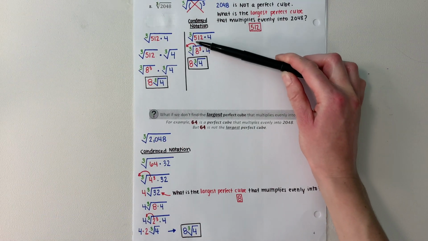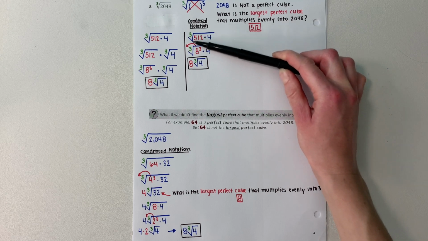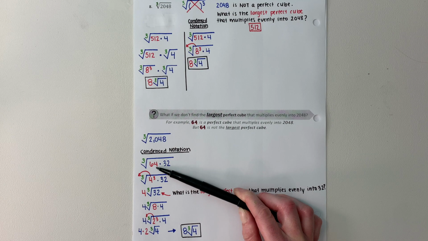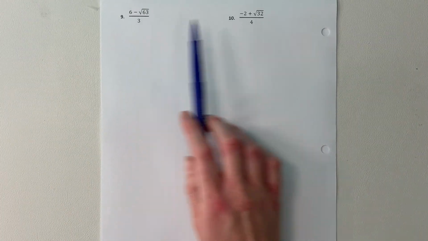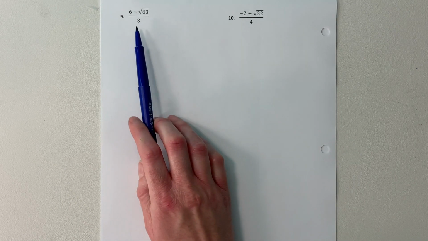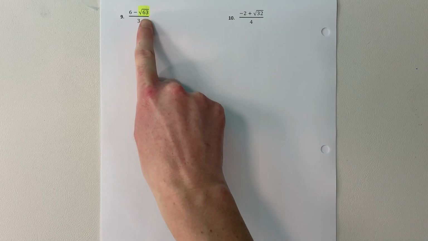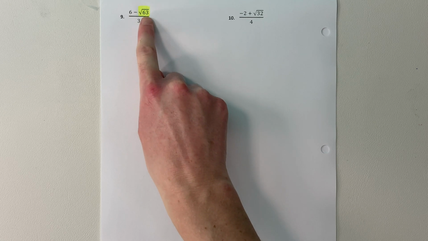But notice when you identify the largest perfect cube, the problem is much shorter to solve than if you find a perfect cube that's not the largest. Next, we're going to simplify these two problems here. Knowing how to simplify this type of problem will be very helpful in a few chapters when we learn the quadratic formula. So for problem number 9, I'm going to focus all of my attention on this radical here.